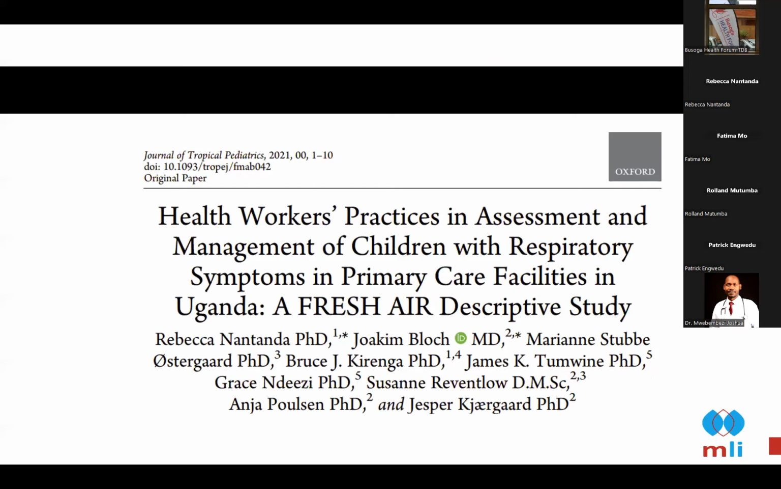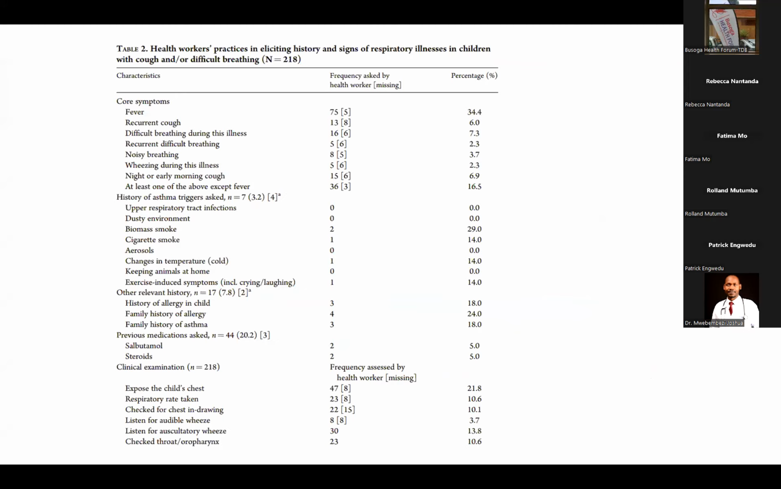This is work which we did in Uganda here. And basically what we did was to try and understand how our healthcare workers in primary care facilities assess children with cough, and think of the possibility that maybe we miss out some information that would otherwise have helped us to arrive at a diagnosis. And I want to point out two things from the results. So we looked at core symptoms, then history of triggers, and then a clinical examination.